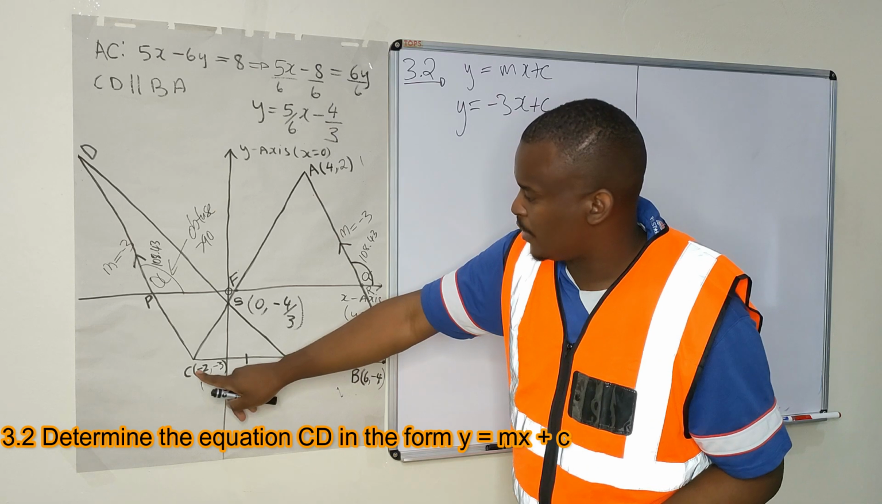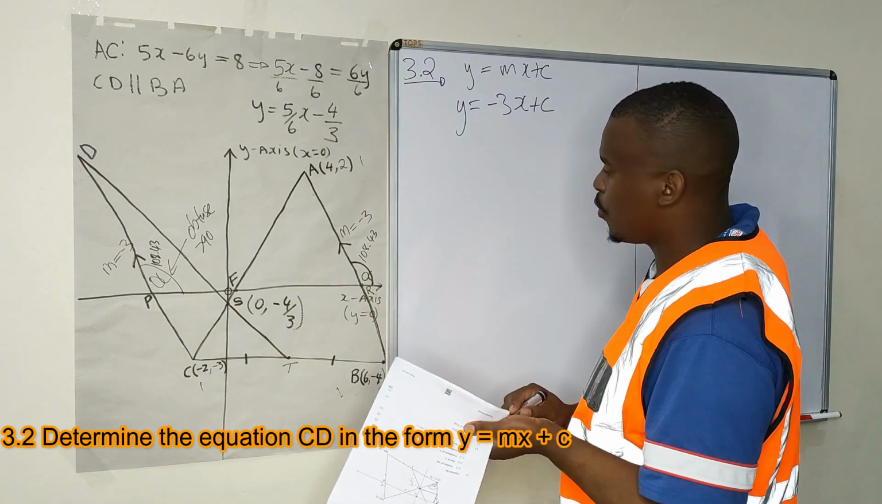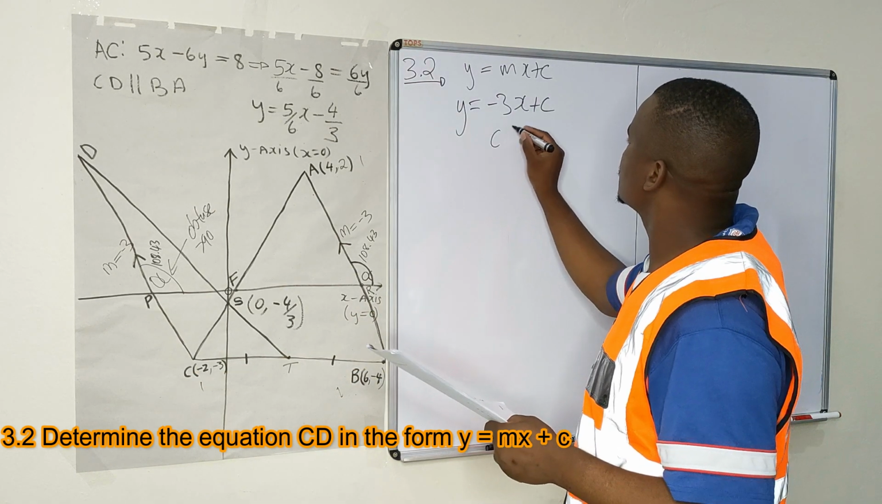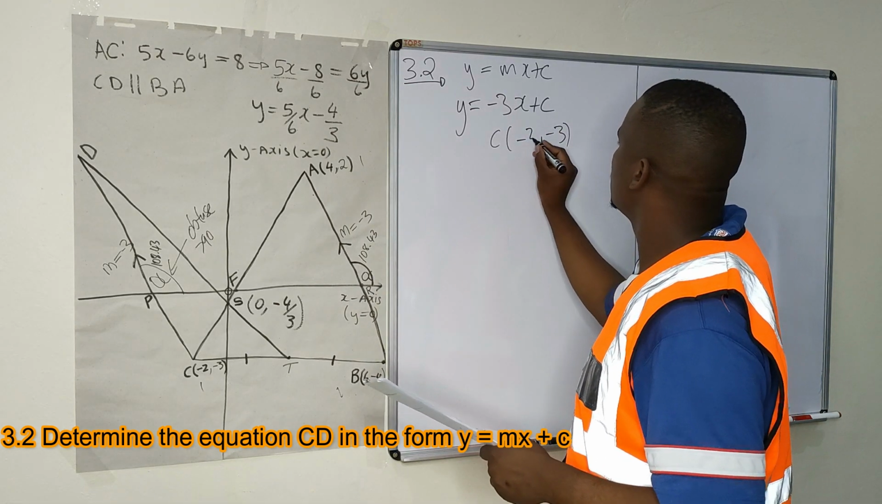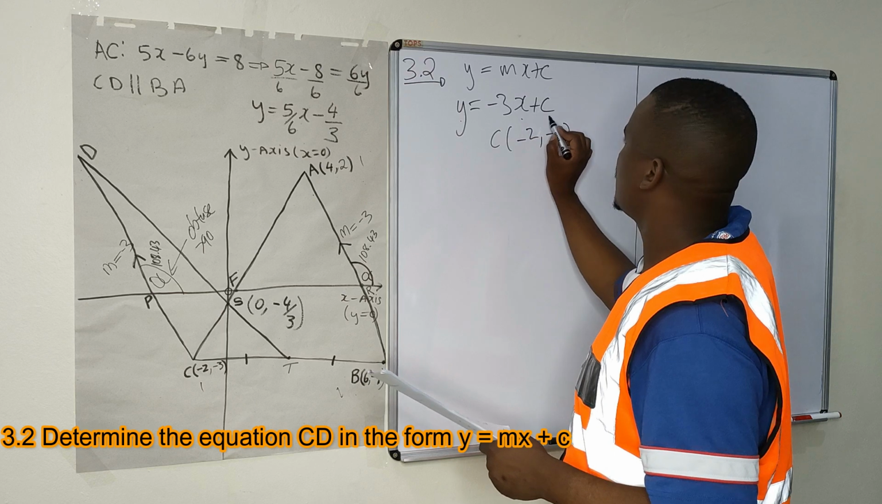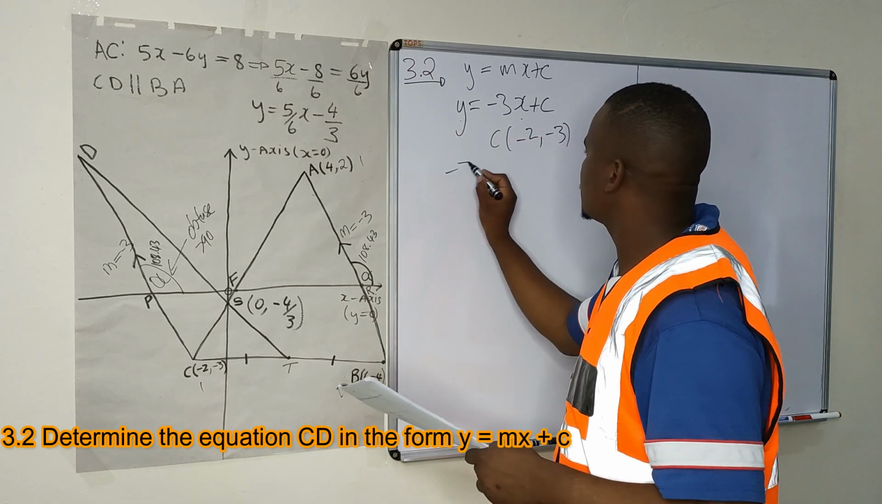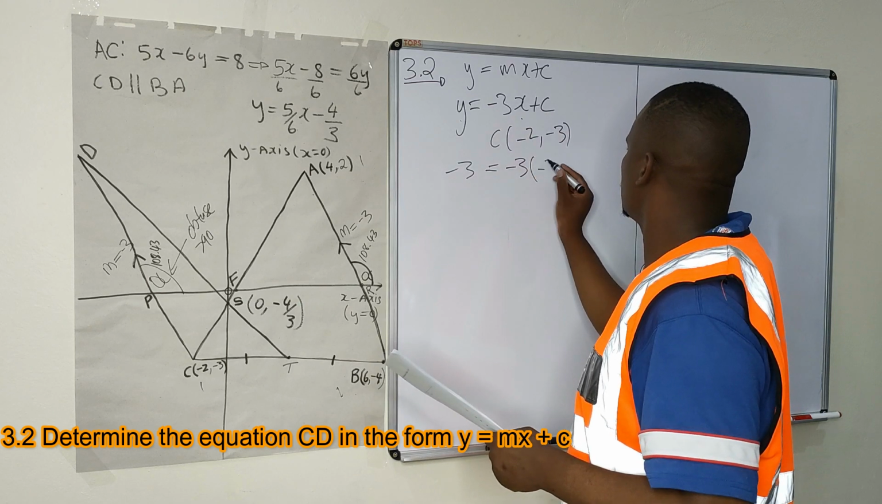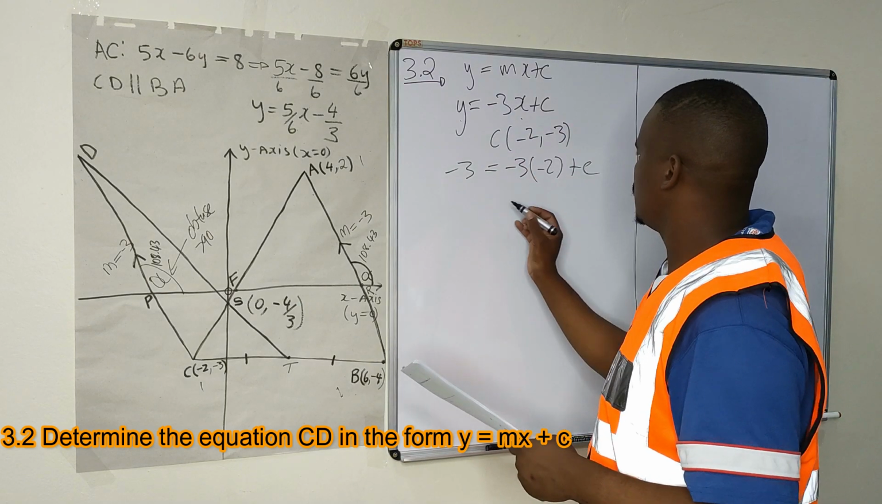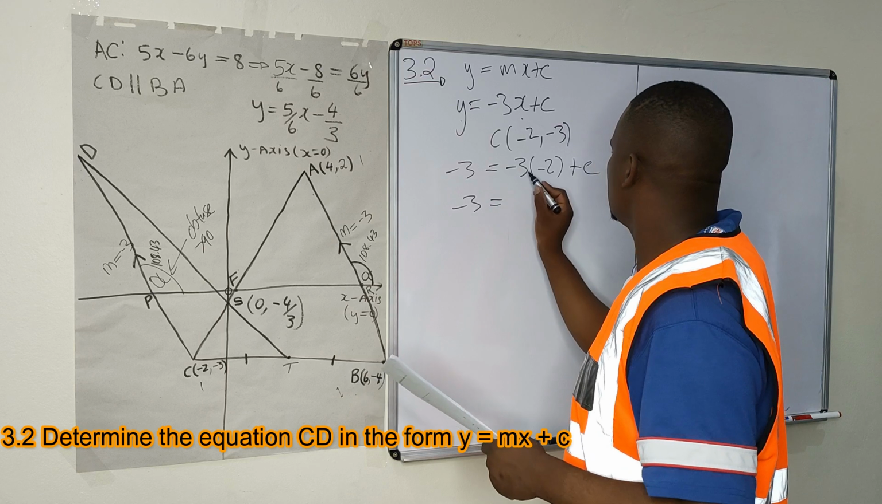You do have the 1 point, which is c, to be c is equal to minus 2 and minus 3. So now that we have 1 point, we can substitute the y and x to find the value of c. Our y is equal to minus 3, is equal to minus 3 times x, which is minus 2, plus c. So minus 3 is equal to this and this.